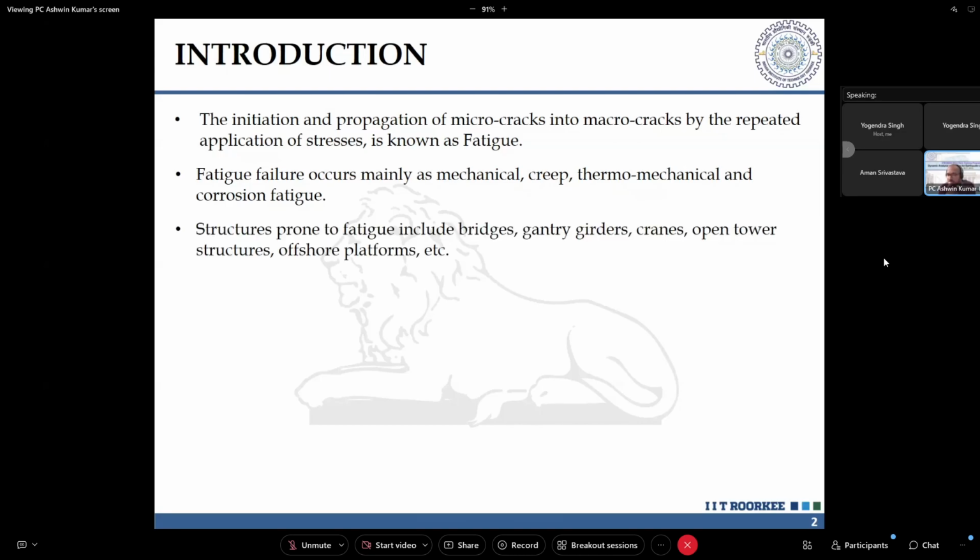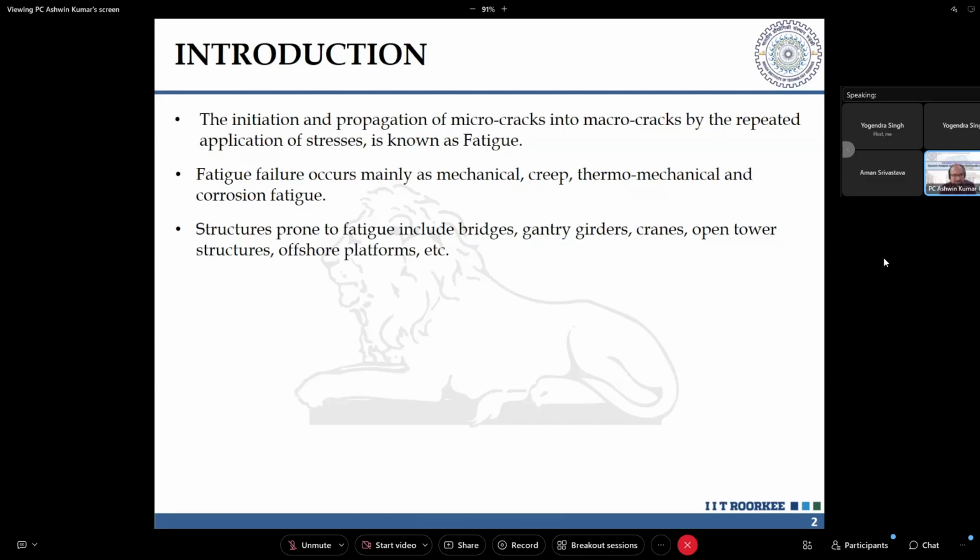We don't talk about fatigue in terms of buildings as such, because the stress range or stress fluctuation doesn't happen much. But it may be important where machines, moving machines or vibrating machines, are kept. Their fatigue might have to be understood to see whether it becomes critical or not. Irrespective of that, structures like bridges, gantry girders, cranes, open tower structures like power line structures subjected to wind loads, and offshore platforms, wherein the wave loading is the mechanism by which cyclic loading is applied, are all subjected to cyclic loads, right?